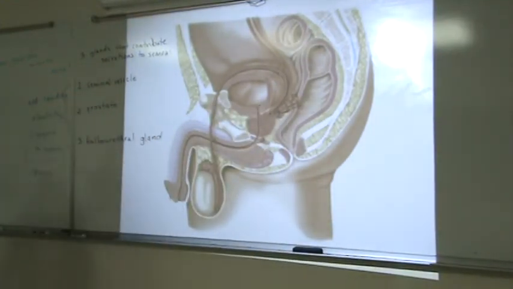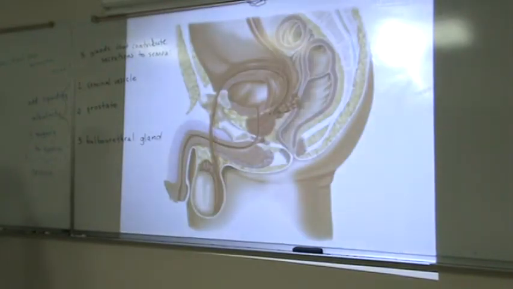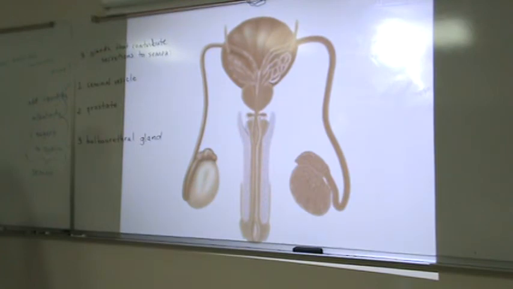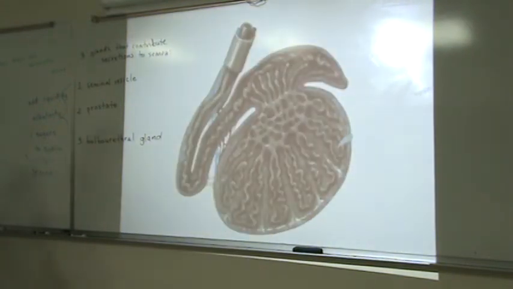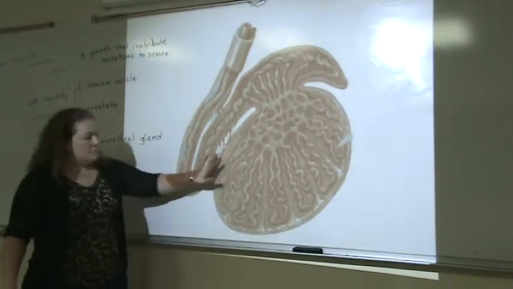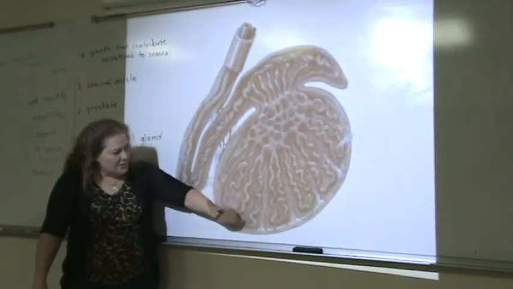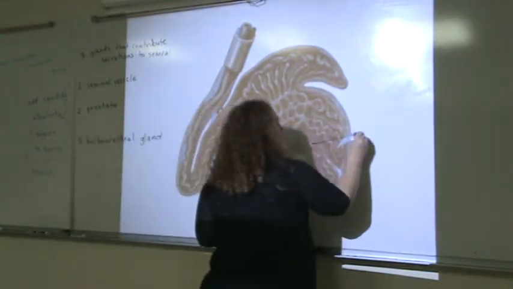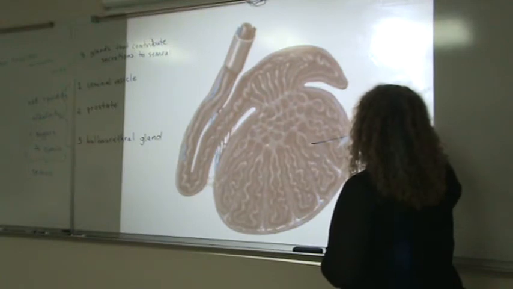Let's see what picture I've got next. Same picture? This picture. This is the picture I want to have next, actually. I got a little bit ahead of myself. This is a cross-section through the testis. And it has all of these tubules in it called seminiferous tubules.